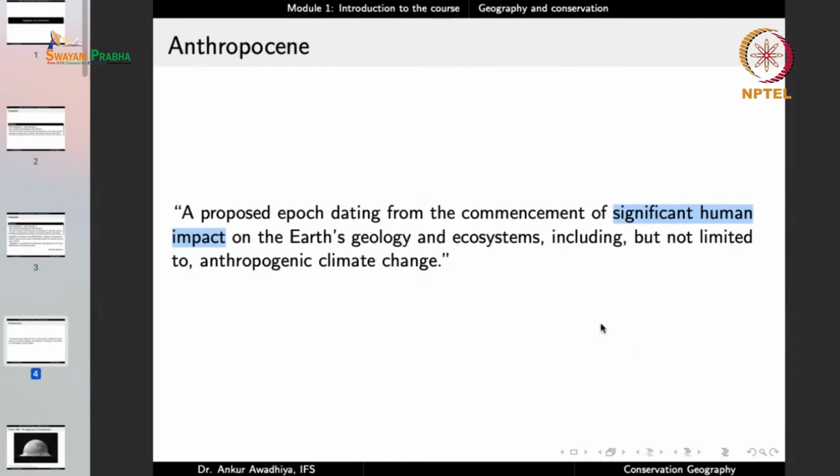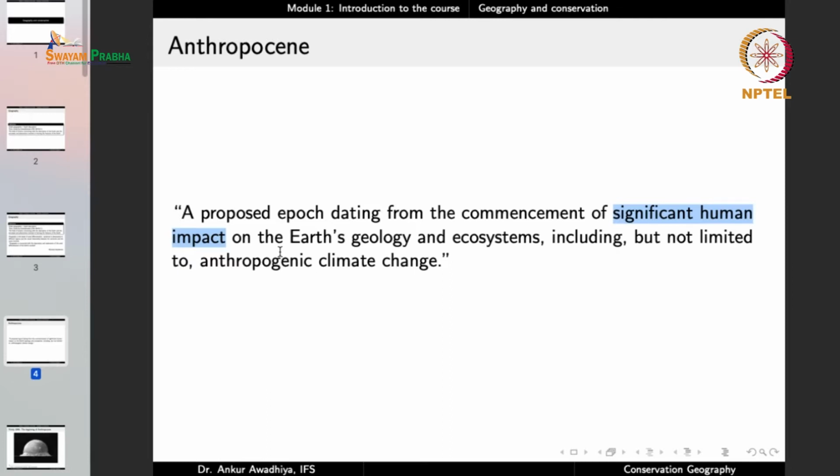Meaning that in the current geological time period of the Anthropocene, the humans, or the anthropos, are the dominant factors. They are regulating and impacting most of the processes on this planet, including processes such as the climate of this planet. So when we talk about things like global warming or global climatic change, this is what we are talking about. So this is a proposed epoch dating from the commencement of significant human impact.